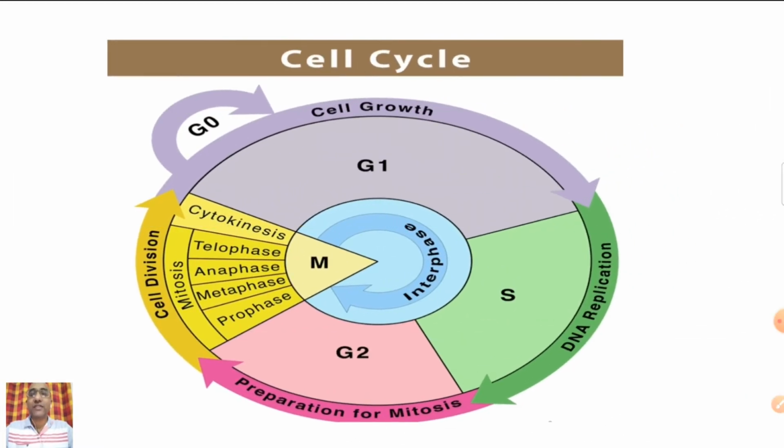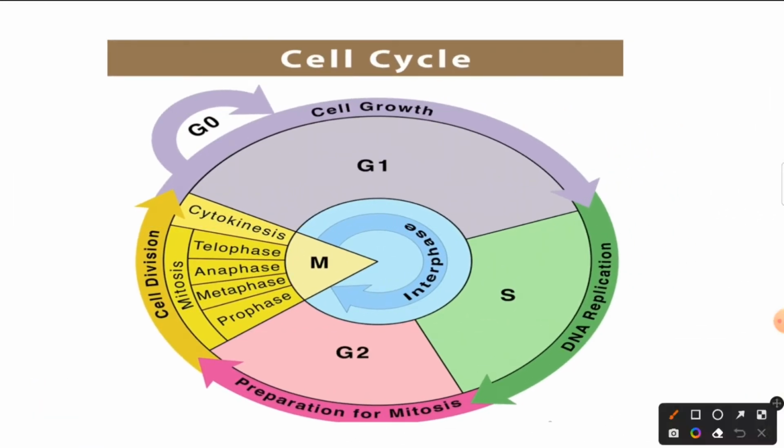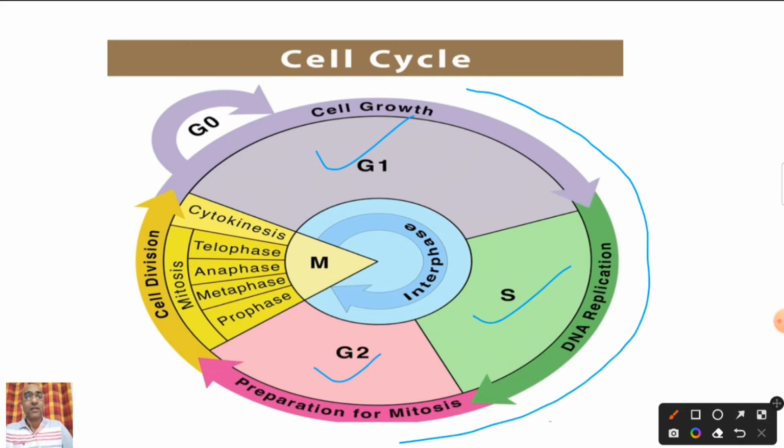Now, as you can see in this picture, this is a diagram of the cell cycle. The cell cycle involves interphase, the G1, S and G2 phases. These three phases constitute interphase. We will discuss one by one what is G1, what is S and what is G2. Then after interphase, there is the M phase, where distribution of daughter chromosomes takes place.